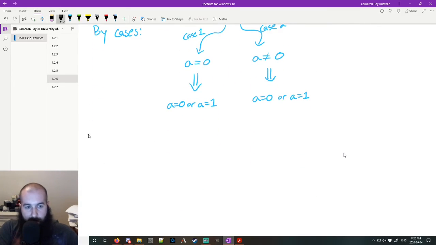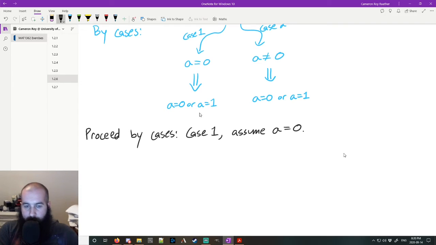So we'll continue. So we'll proceed by cases. Where case 1, we can add in the assumption that a is equal to 0. Now, to get from the fact that a is equal to 0 to a is equal to 0 or it's equal to 1, we don't have to do anything. If it's 0, it's already one of the two that we need. So this implies that a is equal to 0 or a is equal to 1 immediately. So in this case, we're done.